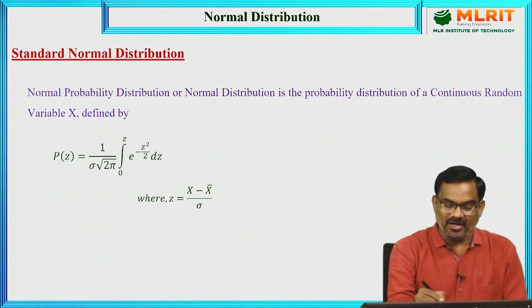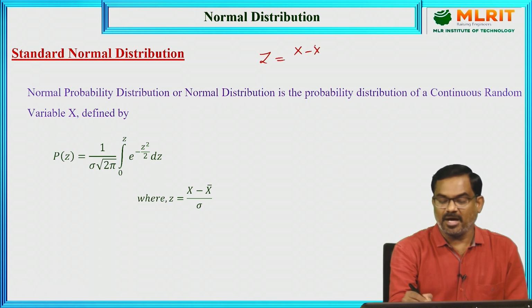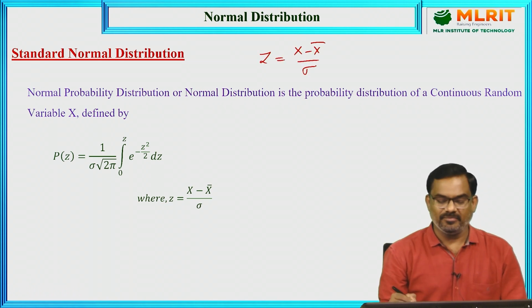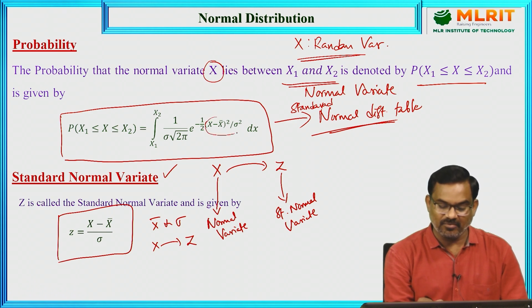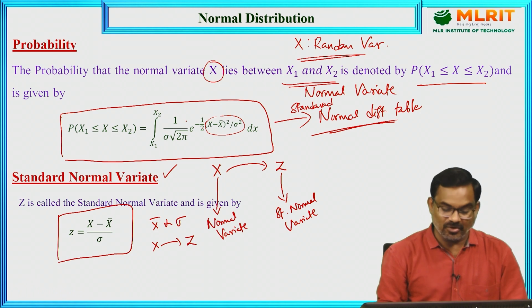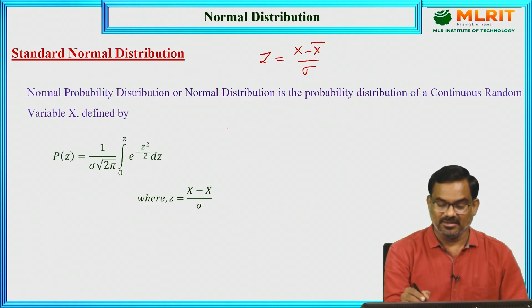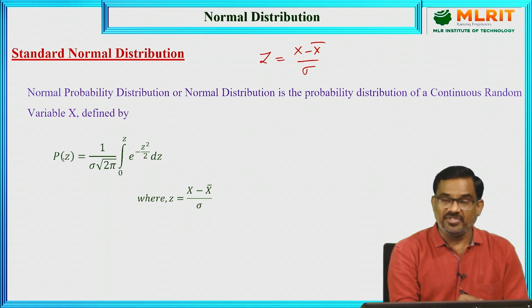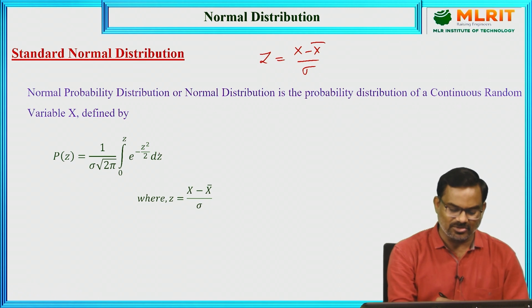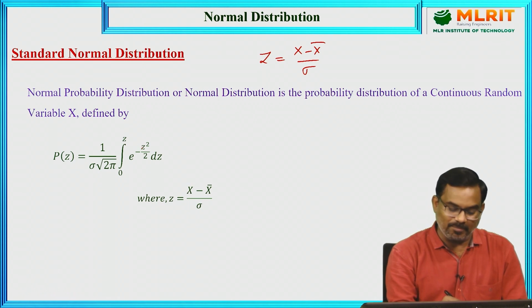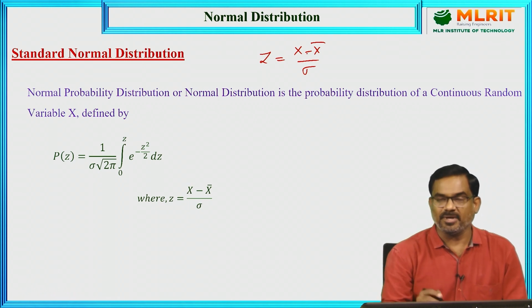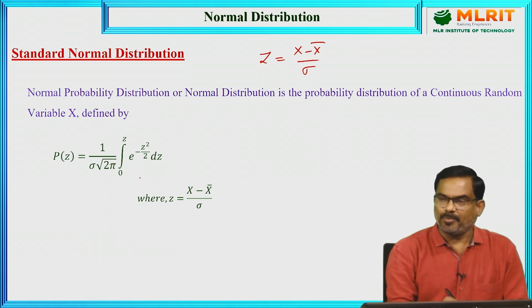Now here z is x minus x bar by sigma. In the probability function of normal distribution, we have a term minus 1 by 2 into x minus x bar whole square by sigma square. So here we have this x minus x bar by sigma. If we replace this term by z, then the probability of z is given by, since sigma, root 2 pi, all these are constants, we can write outside the integral, 0 to z e power minus z square by 2 dz. So simply here we have replaced that term by z equal to x minus x bar by sigma, and this gives the probability of z.